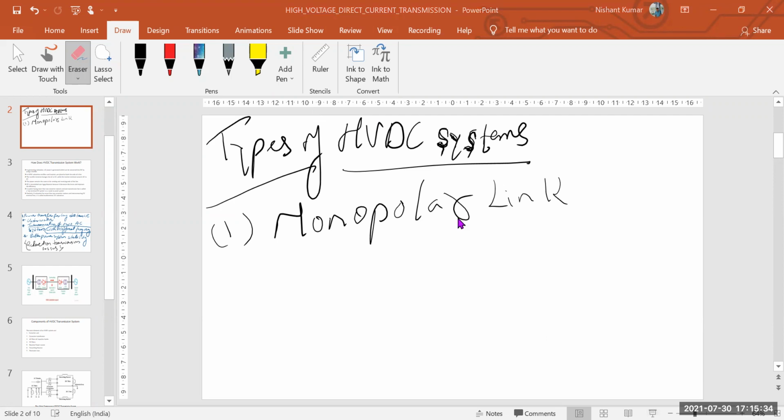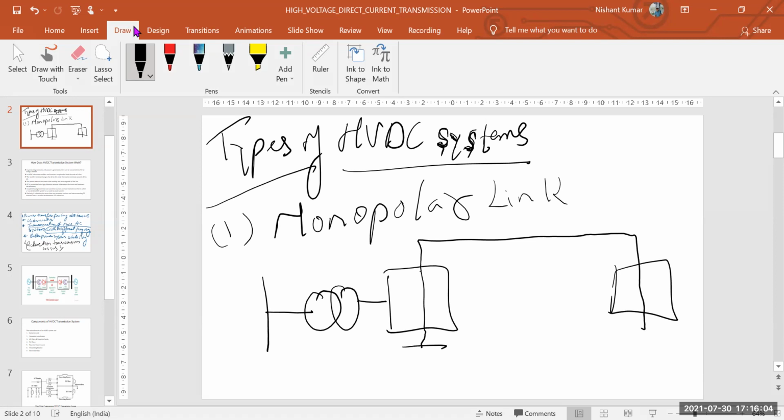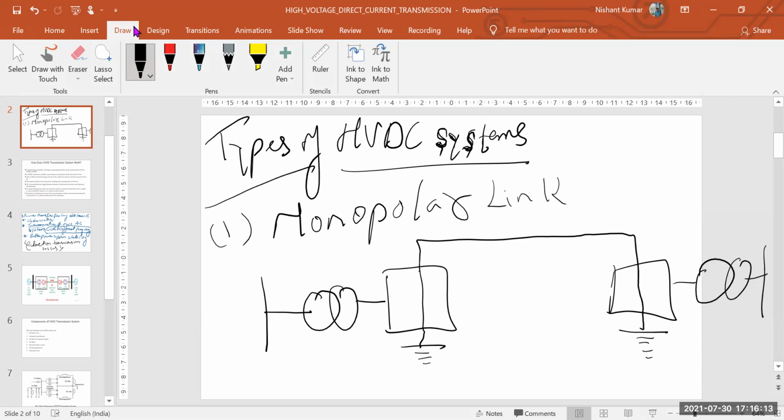Okay, so I was onto this monopolar link. So this structure looks like this. Okay, this is the structure. It looks like this. This is your AC, this is your AC.